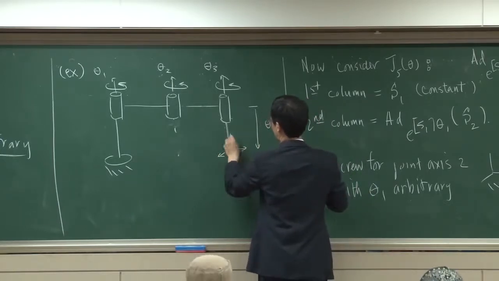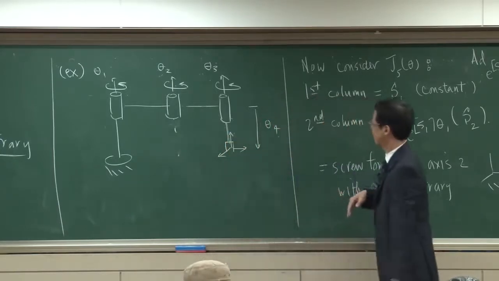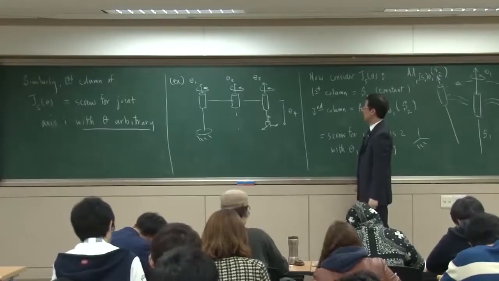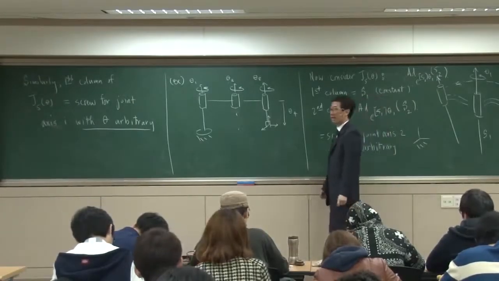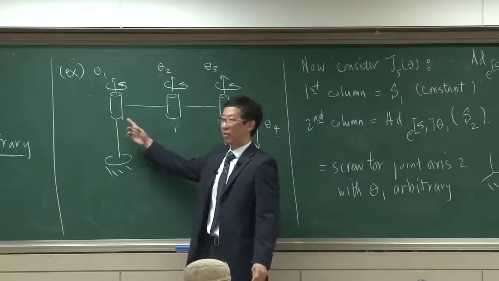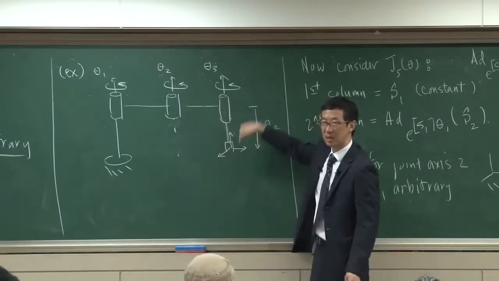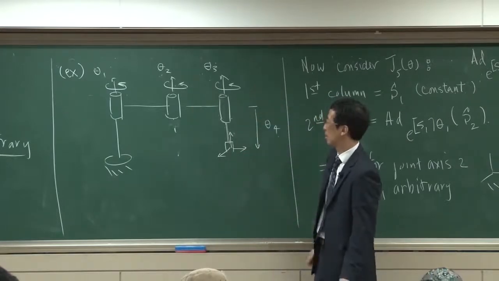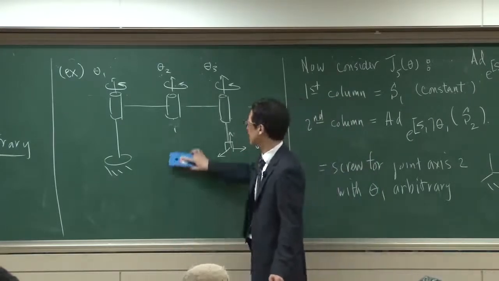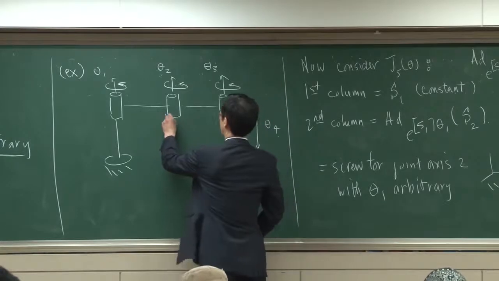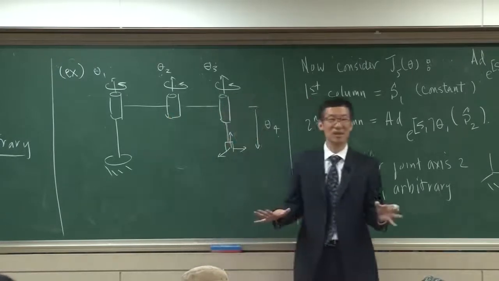Okay, and I'm going to have a reference frame like that. All right, so revolute joint, revolute joint, revolute joint, prismatic joint. Okay, up and down. All right, so you see these robots actually a lot in factories.